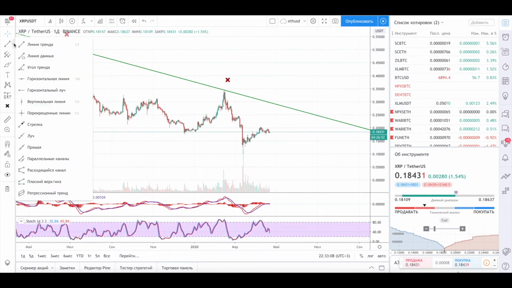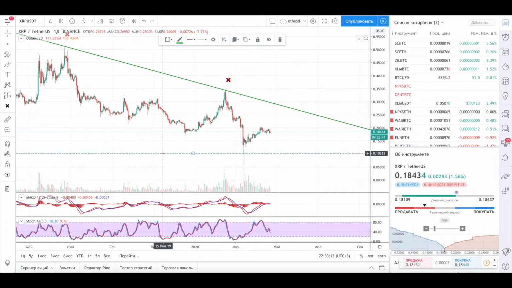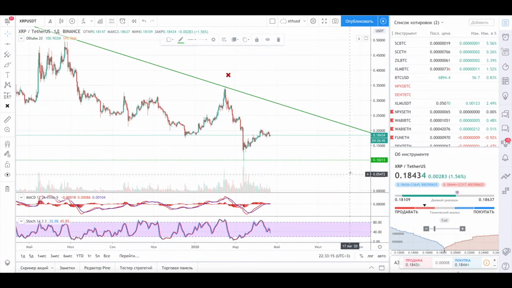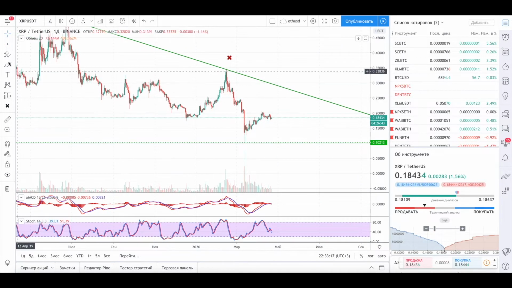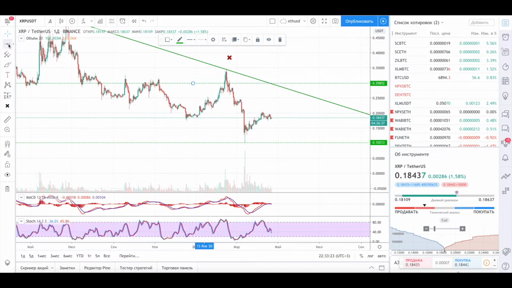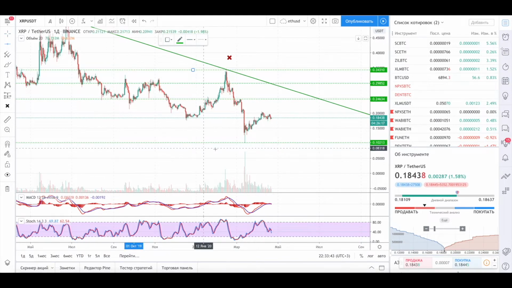Okay, the main levels of this coin here: the coin clearly dropped to 10 cents. And one of the main levels is 30 cents. The immediate goals of the coin, pulling it here to the trend line, are 20 cents, 22 cents, 25 cents. These are the main levels of the coin.